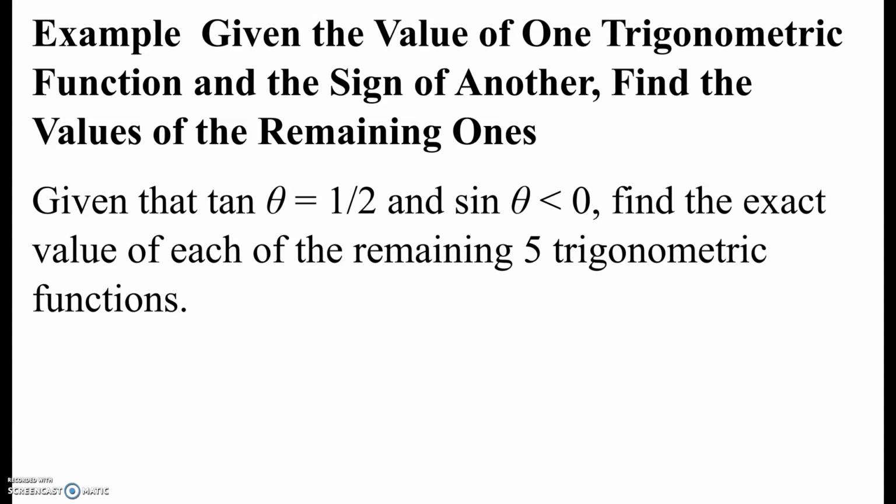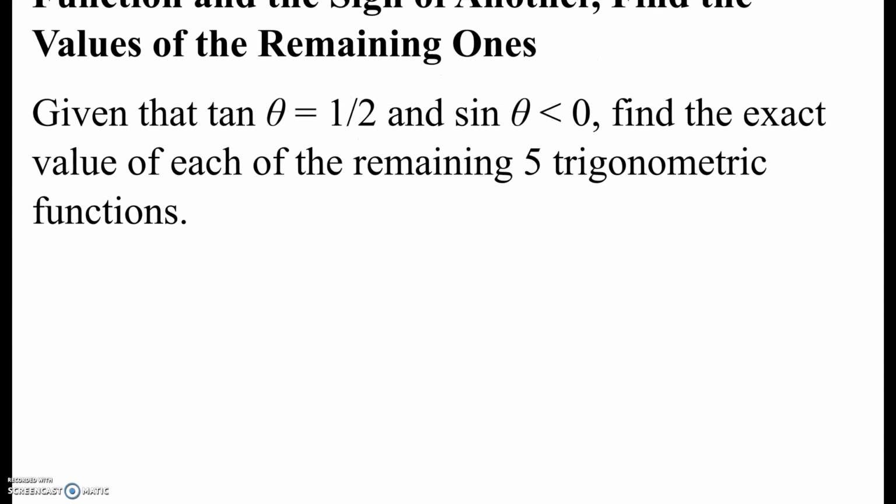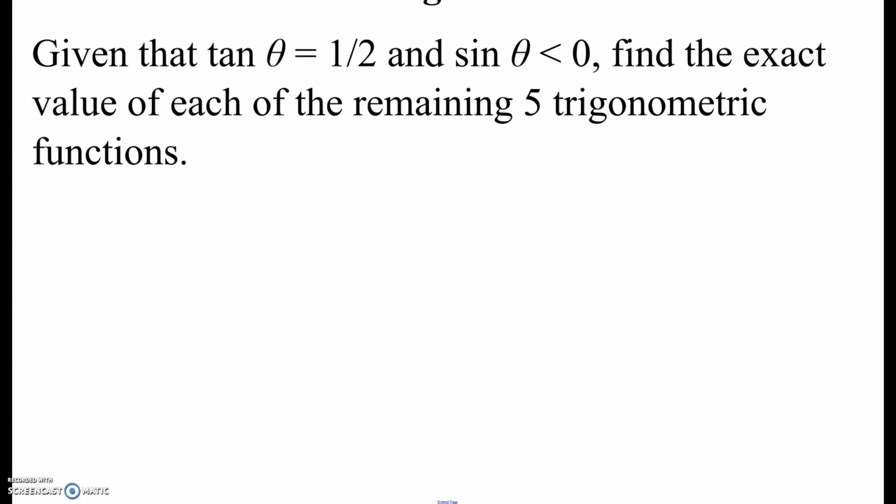If we're given one trigonometric function and the sign of another, find the values of the remaining trig functions. So if we know that tangent is 1/2 and sine is less than 0, we want to find the exact value of each of the remaining trigonometric functions.